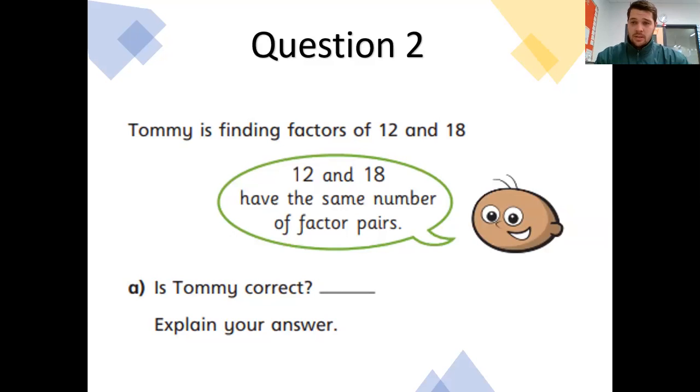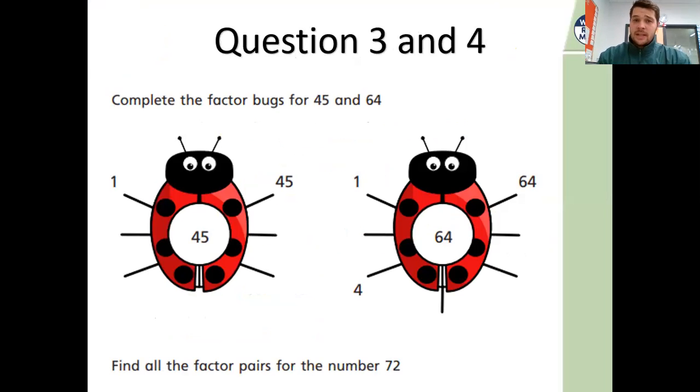Question 2. Tommy is finding factors of 12 and 18. He says 12 and 18 have the same amount of factor pairs. Is Tommy correct? Can you explain your answer and maybe use a factor beetle to support that? Question 3. Can you complete the factor bugs? They call it factor bugs or factor beetles. It's entirely up to you. For 45 and 64. So it's trickier now, but it does tell you how many roughly there.